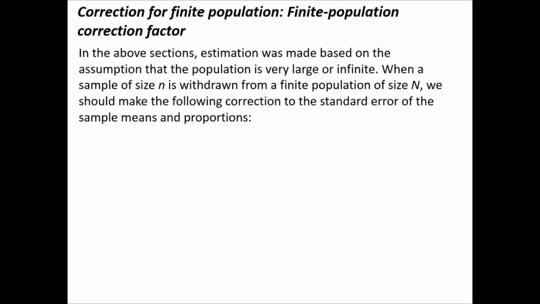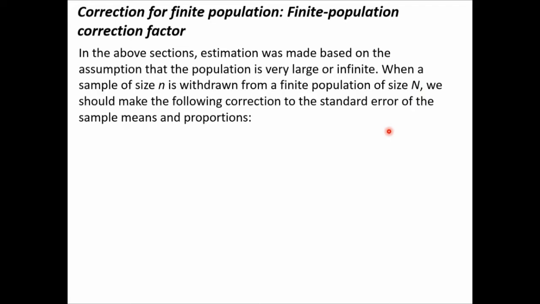Before I leave the issue of estimation of population proportion, I need to discuss with you the correction factor for finite population. In the above sections, estimation was made based on the assumption that the population is very large or infinite. When a sample size of n is withdrawn from a finite population of size N, we may have a deviation from all the calculations we did before, as a result of the change in the ratio between the sample size and the population size being now a finite population.